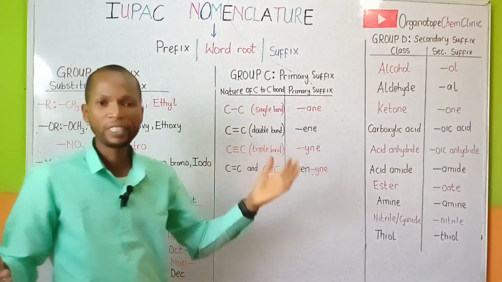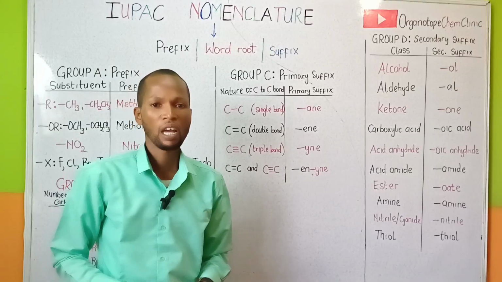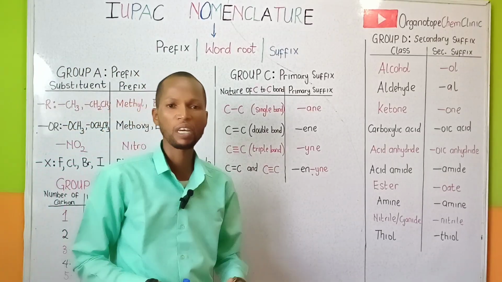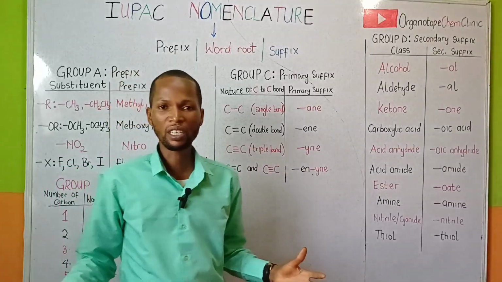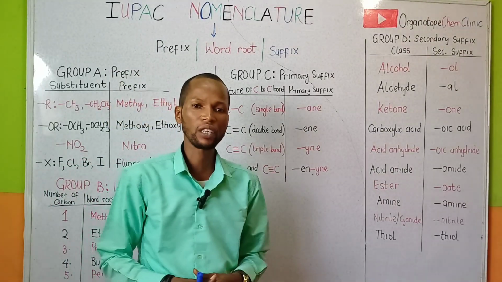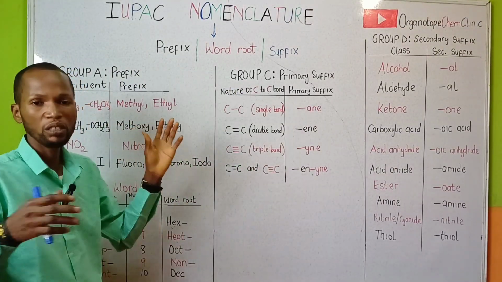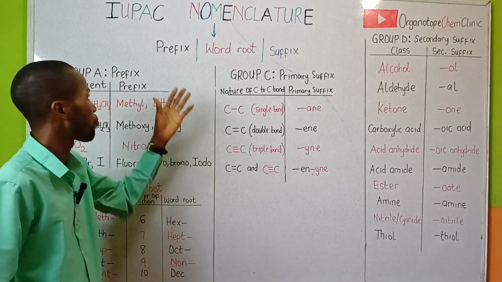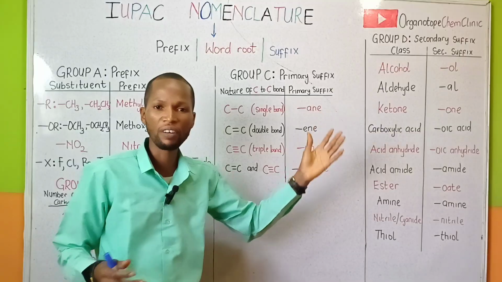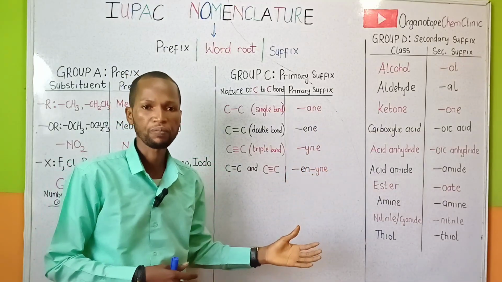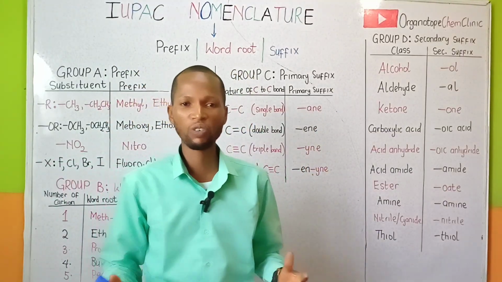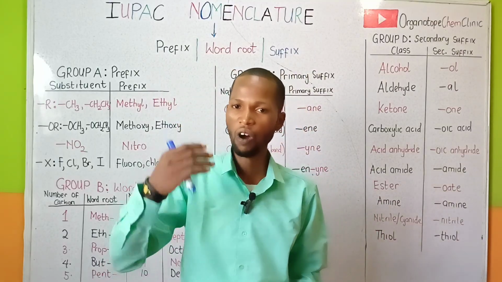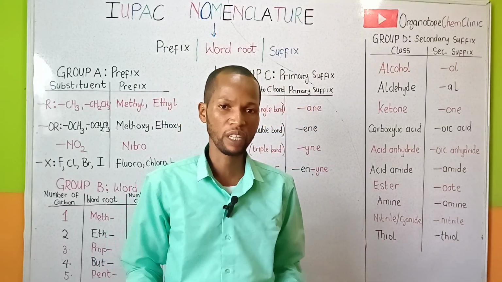So when naming organic compounds, our main focus should be on the order of naming organic compounds. What is this order of naming organic compounds? The first thing we need to understand is that the IUPAC nomenclature of organic compounds follows this order of arrangement of the name. As an organic chemistry student, when you are asked to name the organic compound, you need to follow the order of arrangement of the names.